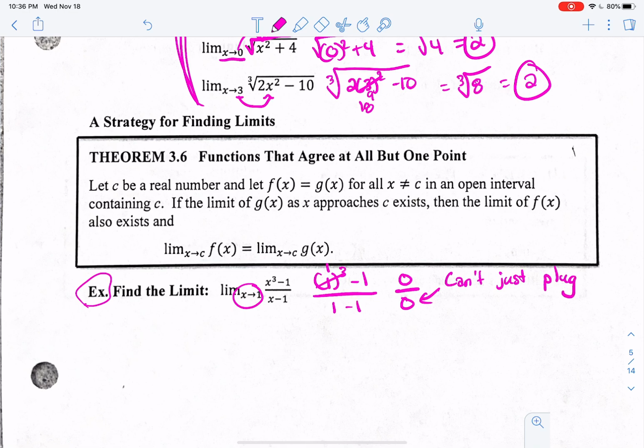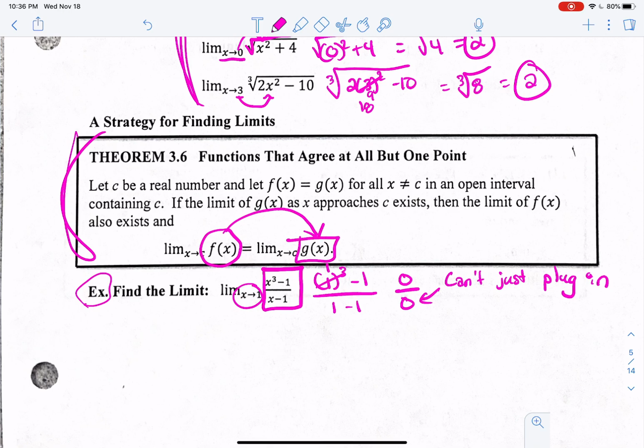We have to do another strategy, okay? So what this box up here says is that if you are not allowed to plug the number into the function to find the limit, what you're going to try to do is take that f of x, which is this function here, and we're going to try to change him somehow, some way into a g of x that's equivalent to him so that I am allowed to plug this in, okay?